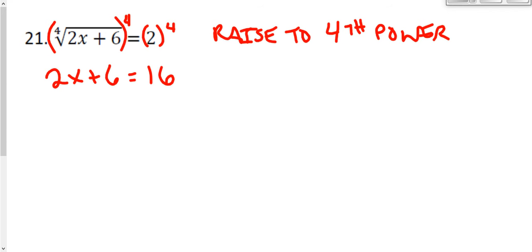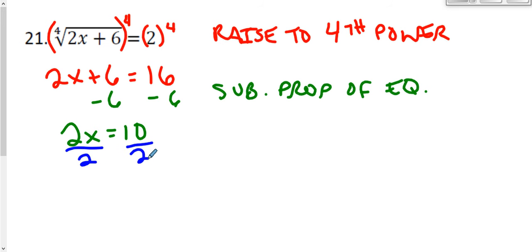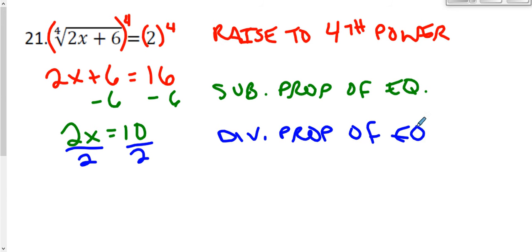So it's being multiplied by 2 and having 6 added to it. We're going to subtract 6 from both sides. We end up with 2x equals 10, and that was the subtraction property of equality. And last but not least, we have to divide both sides by 2, which is the division property of equality. And it gives us x equals 5.